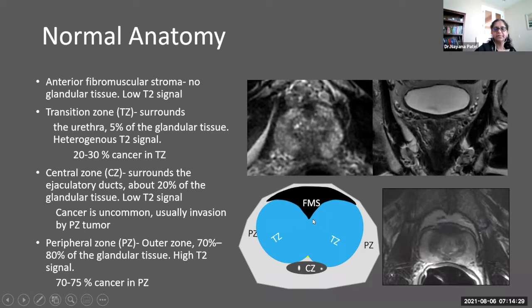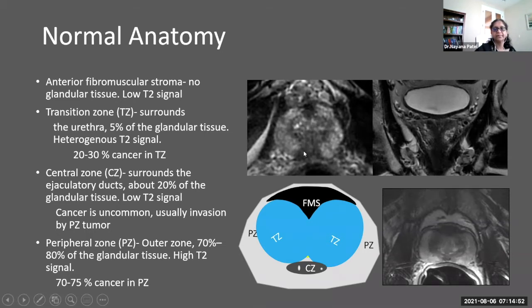Transitional zone is kind of a bilobed zone that surrounds the urethra. Normally, it has heterogeneous T2 signal. It contains 5% of the glandular tissue, and 20 to 30% of the prostate cancer arise in the transitional zone.